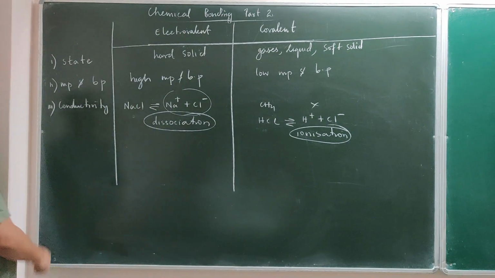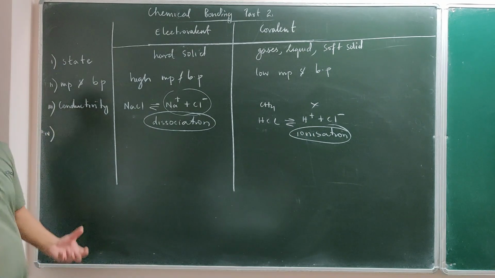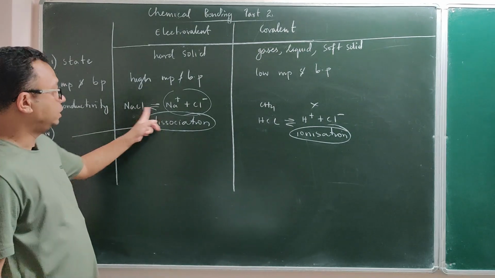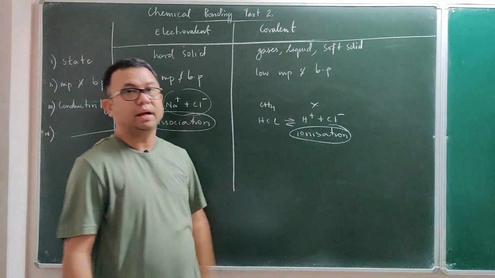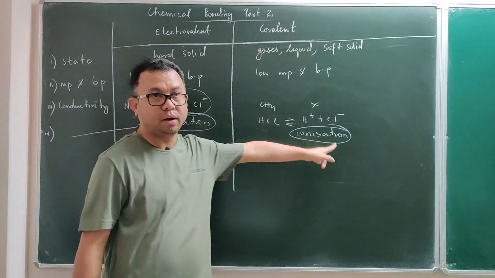Now the next one, as we discussed already, is dissociation. The fourth point your syllabus mentions is about dissociation and ionization. I think I've already explained it to you. We call this one dissociation, and this one we call ionization. That is also only for polar compounds. Non-polar compounds cannot form ions.